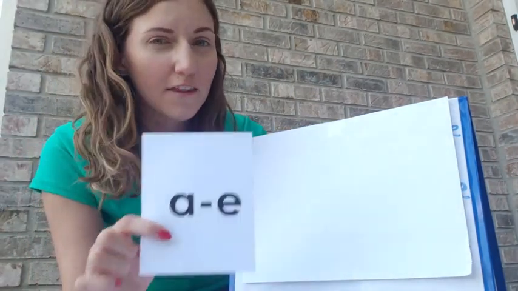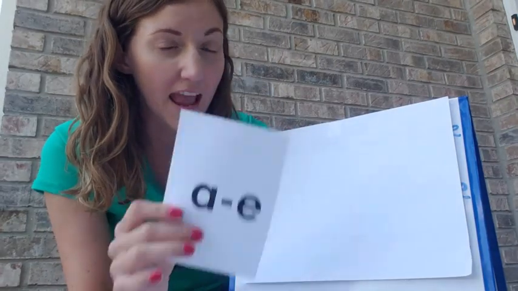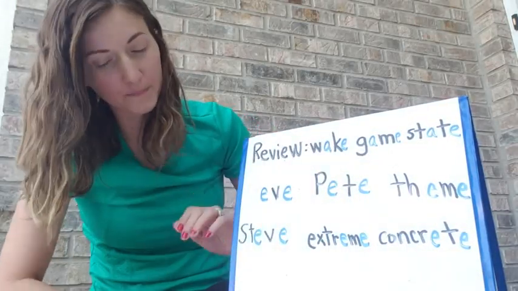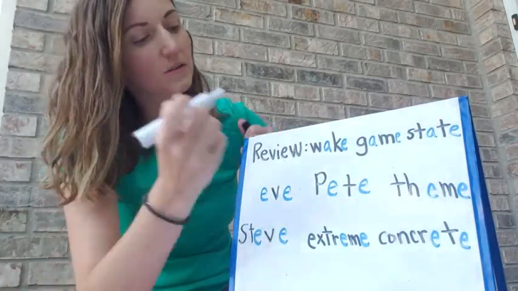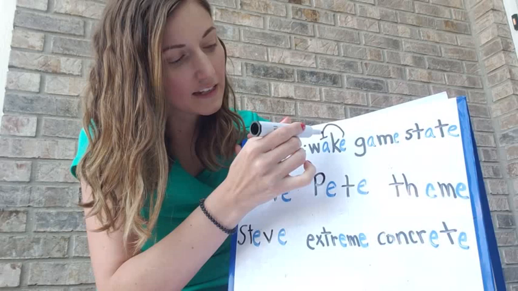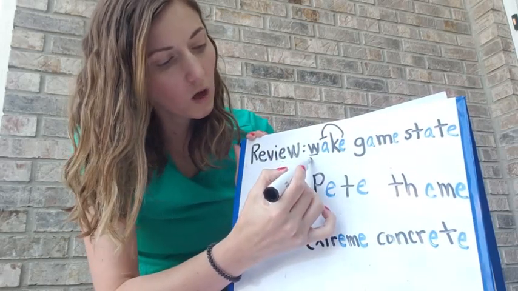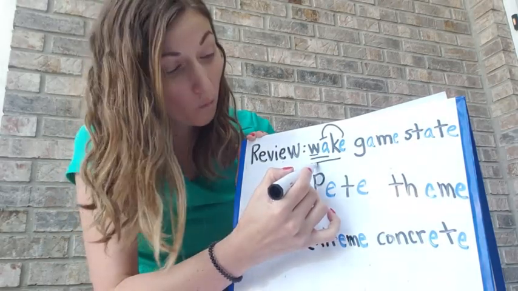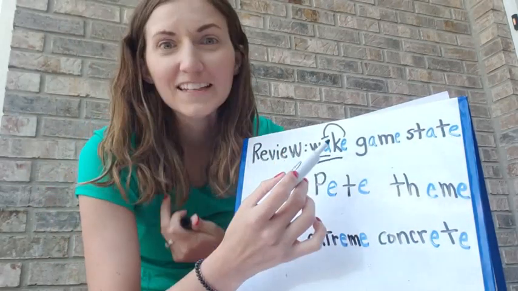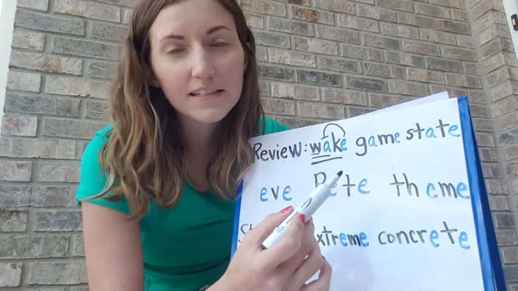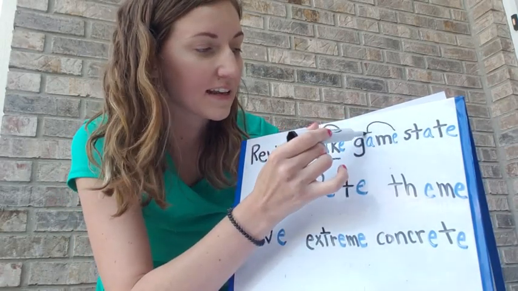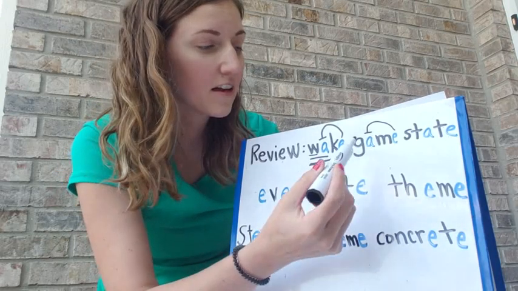All right, before we do that though, I thought we would practice a couple of our A. So here's our review up at the top. Let's try this one. The E makes the A say its name. Wake. The word is wake. Did you remember that magic E does not make any sounds in these words? Let's try it again. This E makes the A say its name, A. So let's try it.